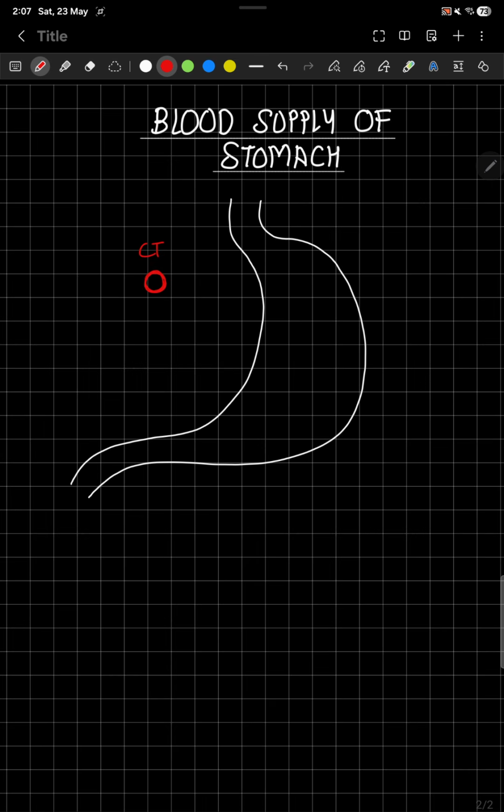This is our celiac trunk, which gives off a branch called the left gastric artery. One important point to note about the left gastric artery is that it's the largest blood vessel supplying the stomach.